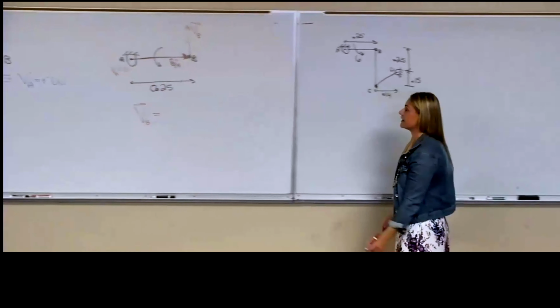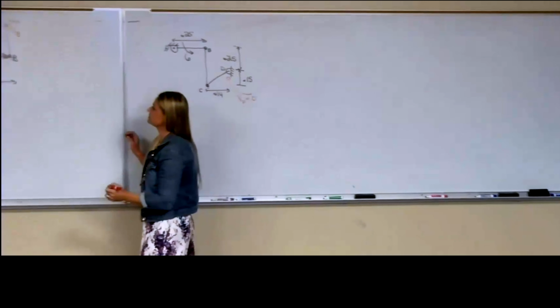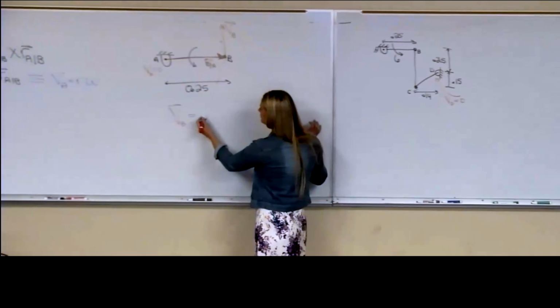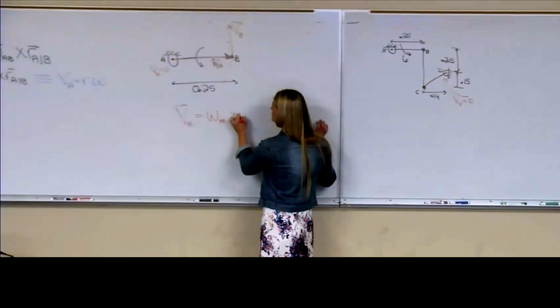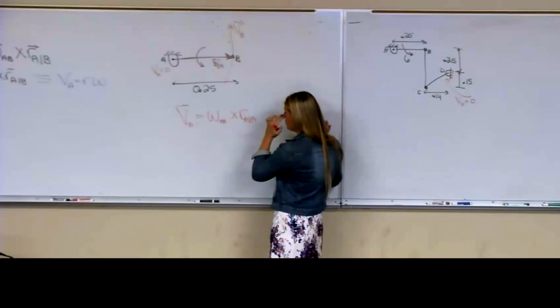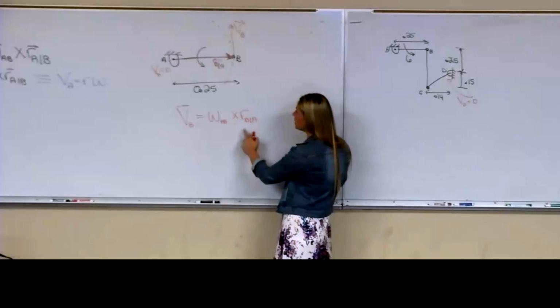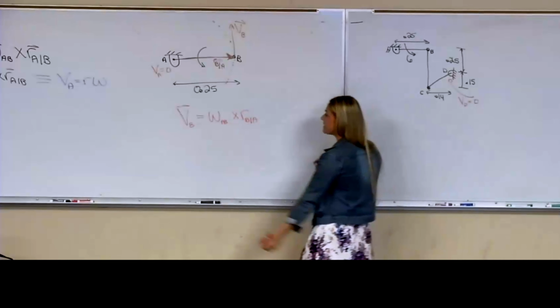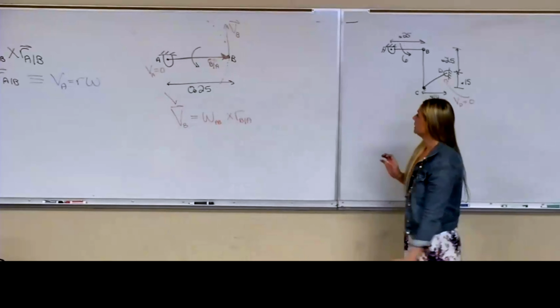So what can you tell me right here about the velocity of point D? It equals 0, okay? All right, so velocity of B equals omega AB cross RB with respect to A. We are given omega AB, and we know all of the units. So that means that VB is now a known.